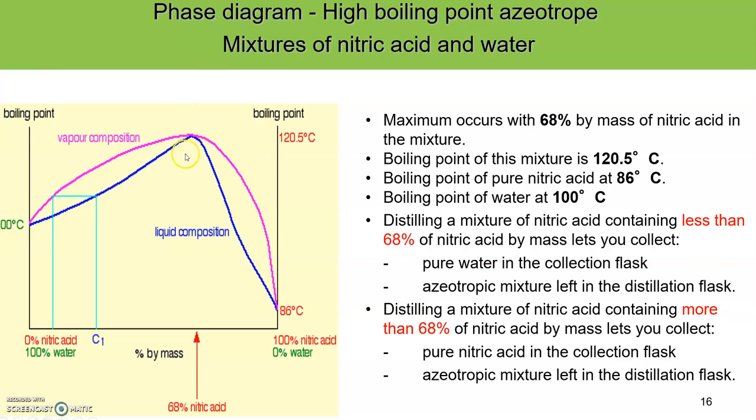So this point and this point indicate the maximum of the boiling point of the mixture. So for distilling a mixture of nitric acid containing less, when we talk less, it should be this side, less than 68% of nitric acid by mass, we collect pure water in the collection flask, and also an azeotropic mixture is left in the distillation flask.